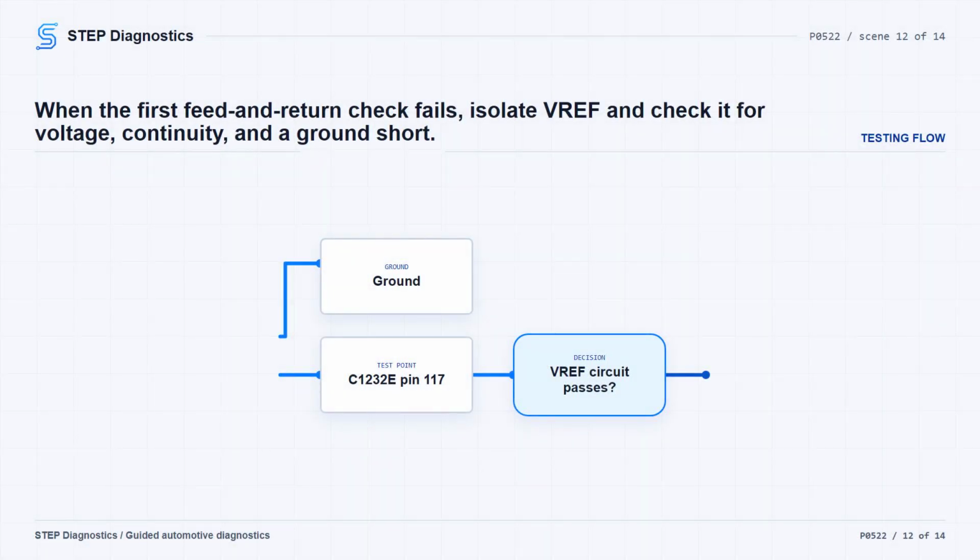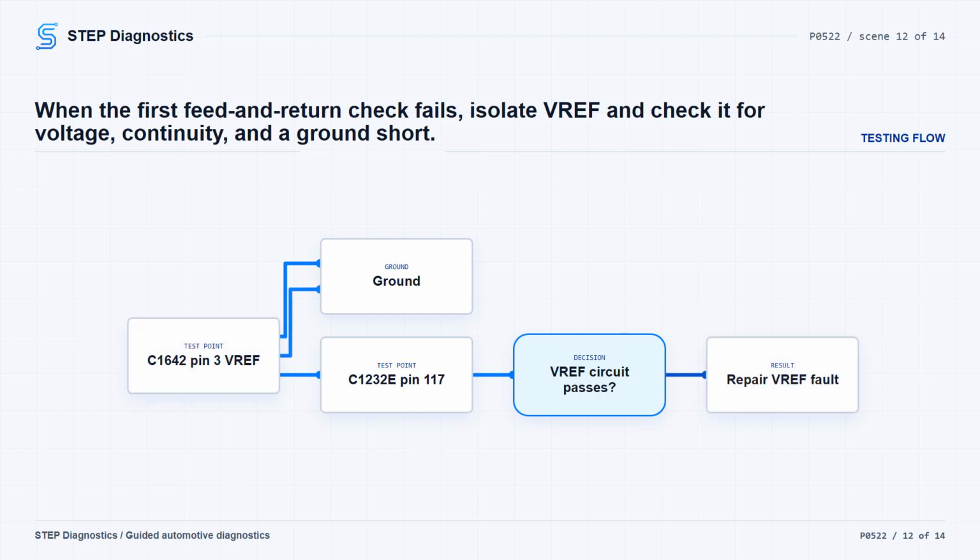If the sensor connector did not show approximately 5 volts between feed and return, move to the VREF circuit. Key off. Disconnect PCM connector C1232E. Key on. Measure voltage from C1642 pin 3 to ground. Any voltage present means the VREF circuit is shorted to voltage, so repair the circuit.